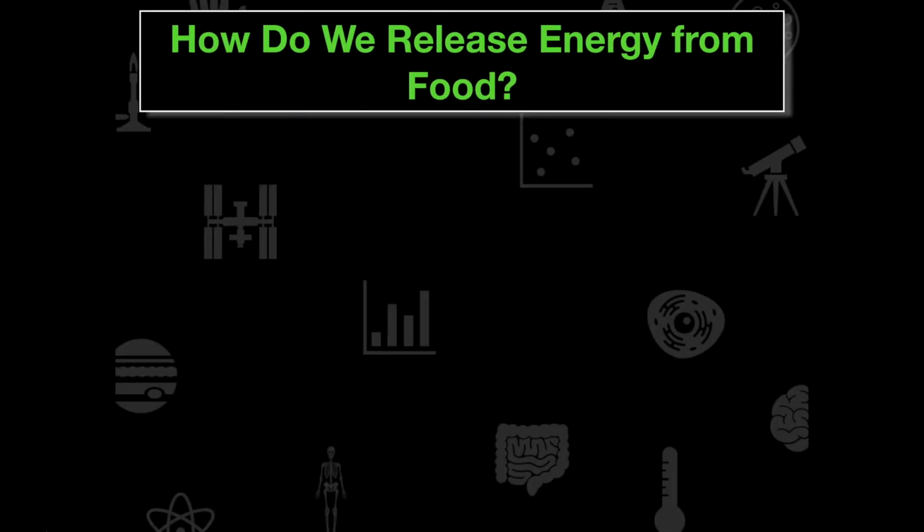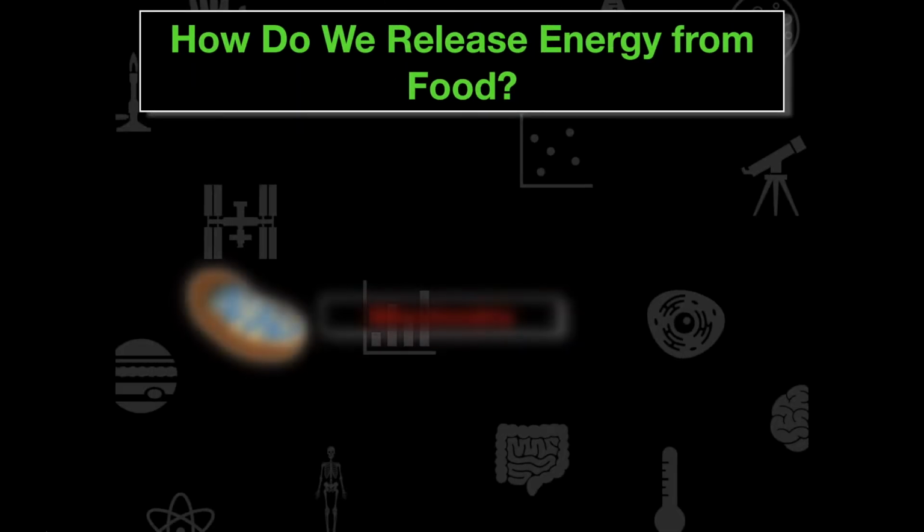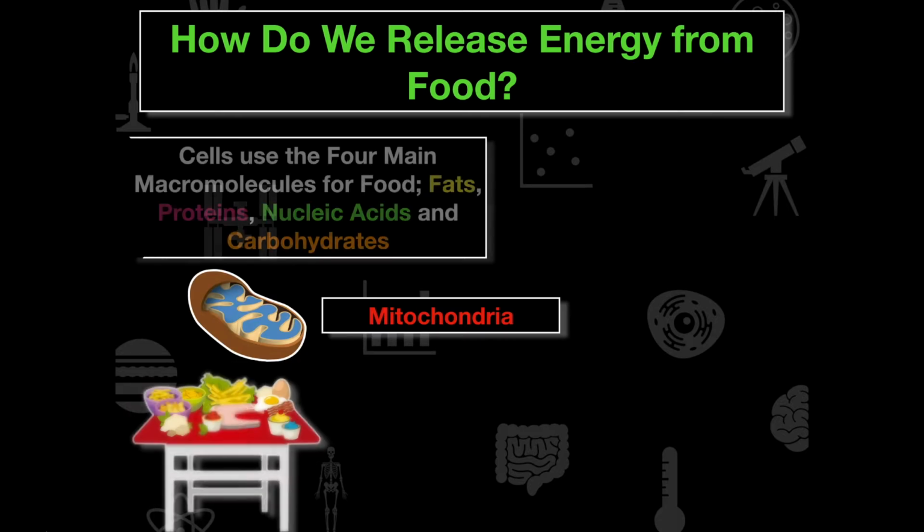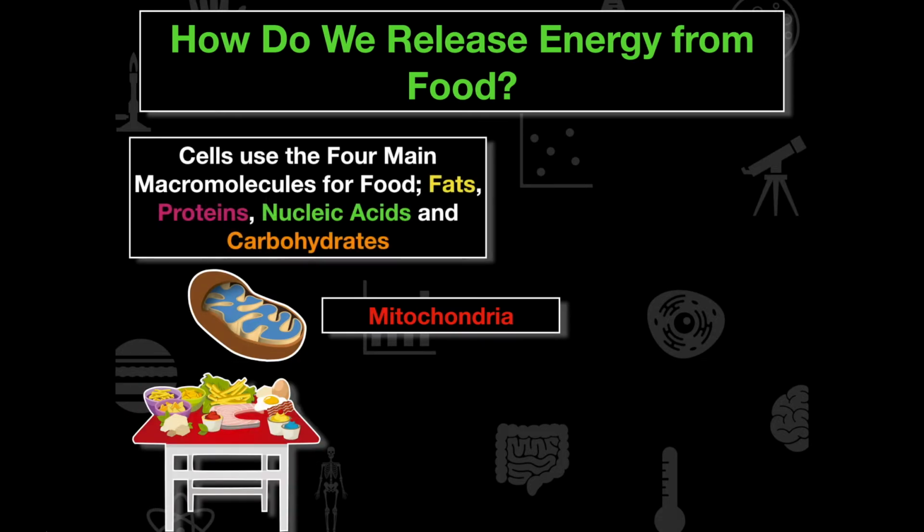So how do we release the energy from food? Well, we're going to use our mitochondria, and then we're going to use the 4 macromolecules from all the foods that we eat. So remember, these are the fats, the proteins, the nucleic acids, and the carbohydrates.